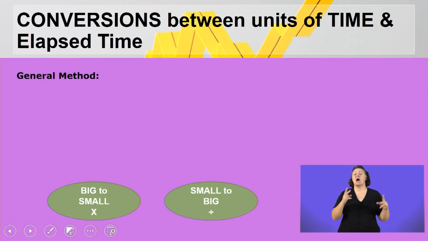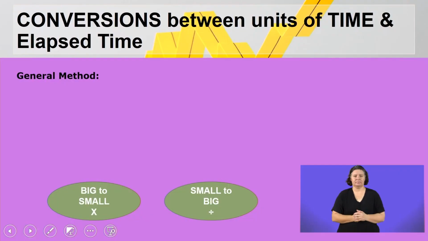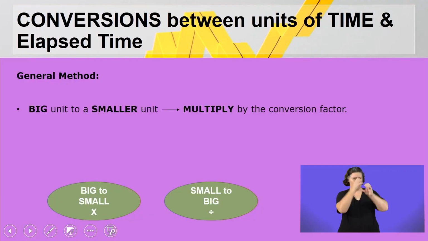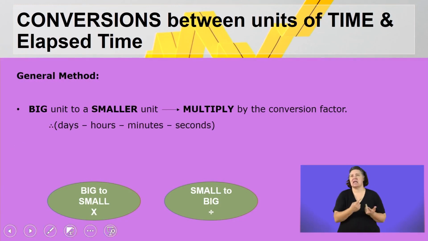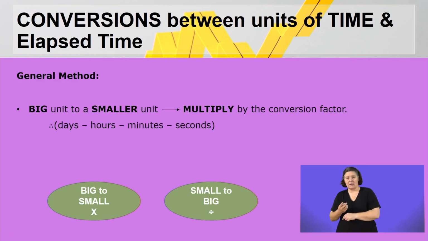We're going to start off by looking at general methods you can use to assist you when calculating time. Okay, so the first thing that I want to focus on is when we convert from a big unit to a smaller unit, we will multiply by the conversion factor. All right, so what do I mean by that? For example, if I convert from days to hours to minutes or seconds, can you see it's from bigger to smaller? In that case, I will multiply.